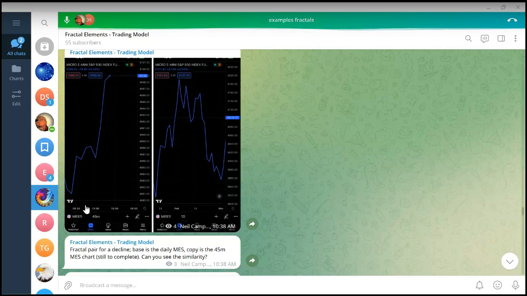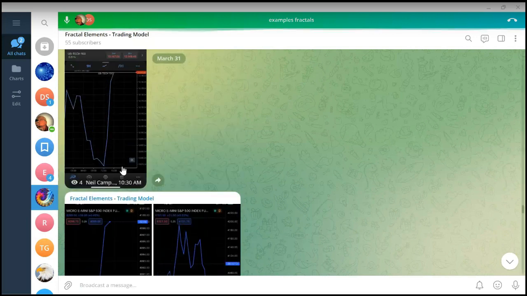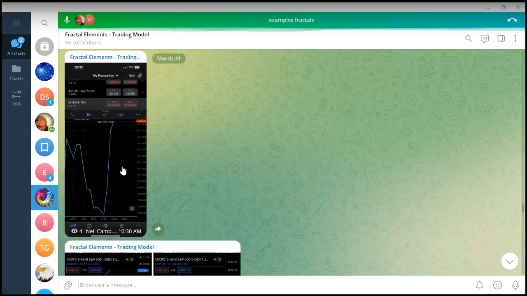Now this would be an example of a base and a copy. This is the base and this is a copy. Ideally, the micro should go back down from the 40-minute time frame, which I think it did. But again, I think this was on Friday. Let's take a look at another one here.